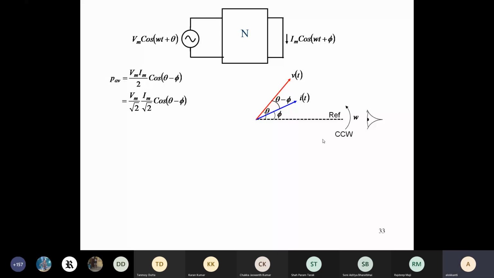So what is Vm by root 2? VRMS. Sometimes we call this V effective, the effective voltage. Similarly, Im by root 2, because both of them are sinusoidal in nature. So those are basically their effective values. So it leads to V effective times I effective cos theta minus phi.